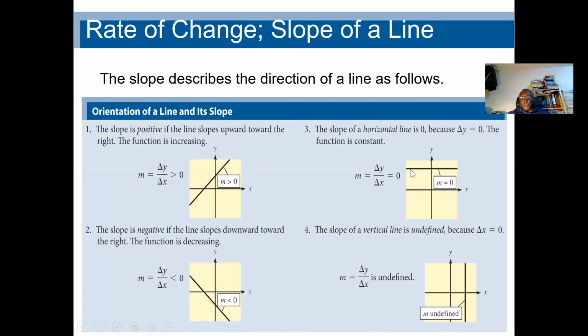Now, when the line is horizontal, the slope value is 0 because the difference of y is 0 divided by the x value, and 0 divided by any value is 0. If the line is vertical, it means the x value is constant, so we're going to get some value of y divided by 0. Any value divided by 0 is undefined. We can't get an answer. So increasing means the slope is positive. Decreasing means the slope is negative. A horizontal line has slope equal to 0. And vertical, we have undefined.